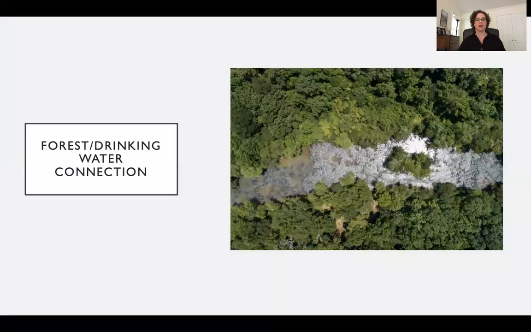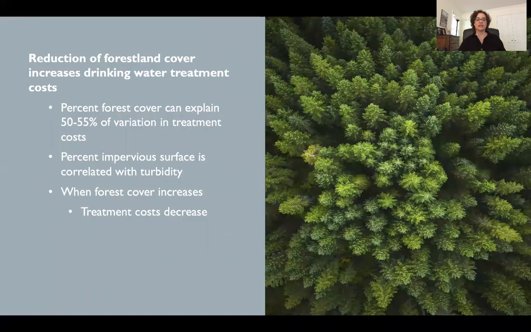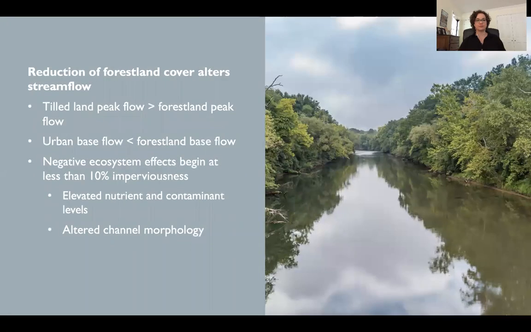In Georgia, there's a direct link between the amount of forest land cover in a watershed and the availability of drinking water. As forest land cover decreases, drinking water treatment costs increase. Up to 50 to 55% of the variation in treatment costs can be attributed to the percent of forest cover in a watershed. As impervious surfaces increase due to development, turbidity also increases because of increased erosion. Inversely, when forest cover increases, treatment costs decrease, so there are benefits of reforestation.